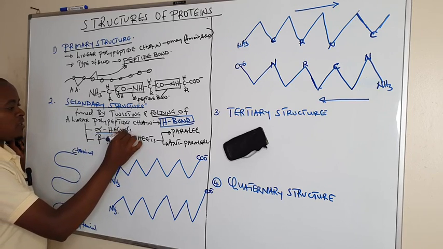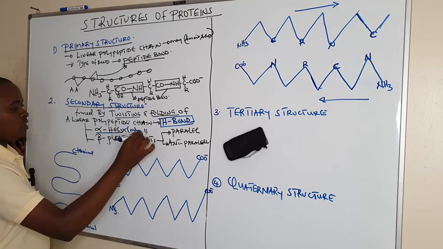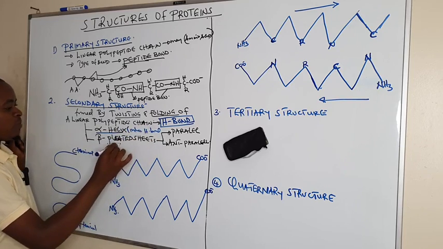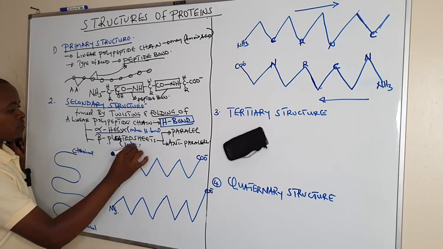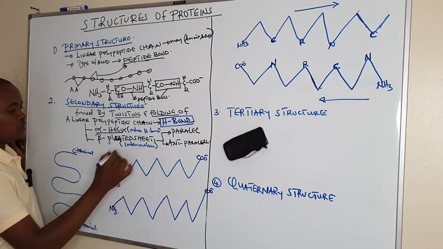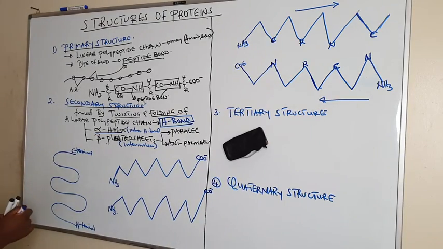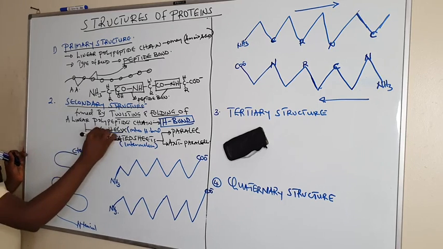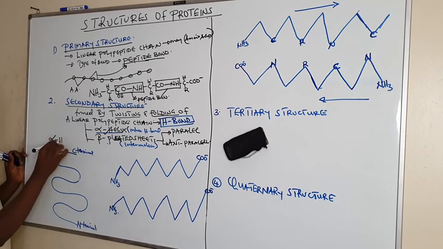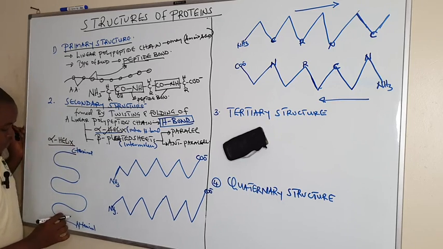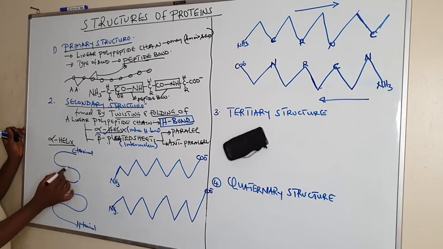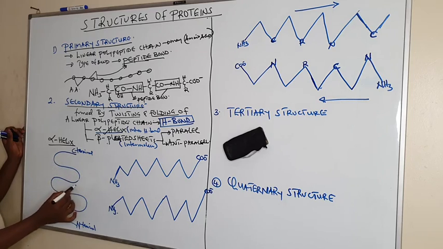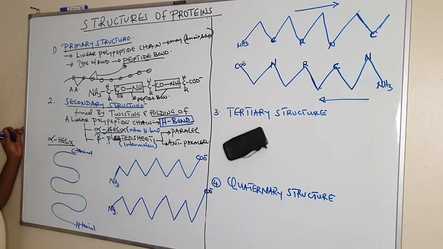Alpha helix has intramolecular hydrogen bonds, whereas beta pleated sheets have intermolecular hydrogen bonds. We are going to begin with alpha helix. So this is the structure of the alpha helix, and this is the secondary structure. It is formed due to folding and twisting, due to interactions of the hydrogen bond.